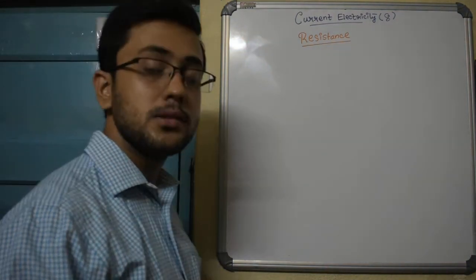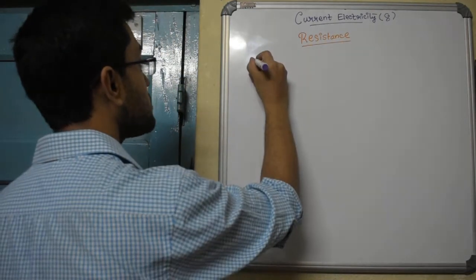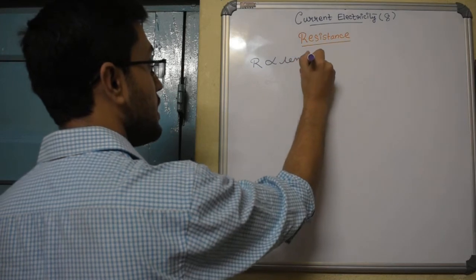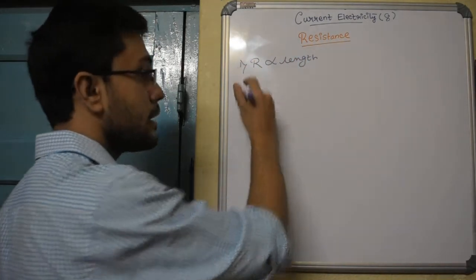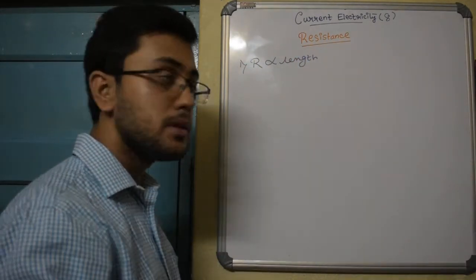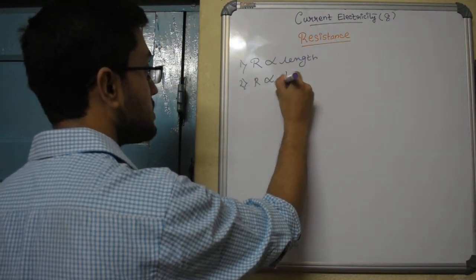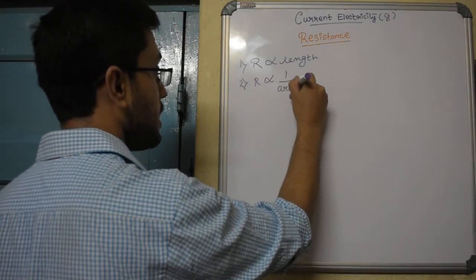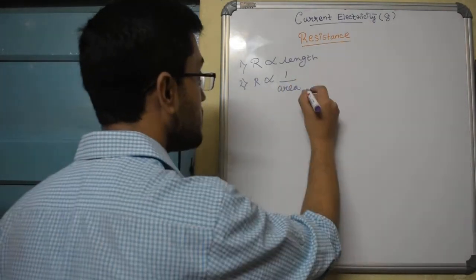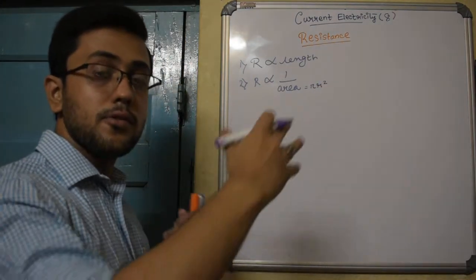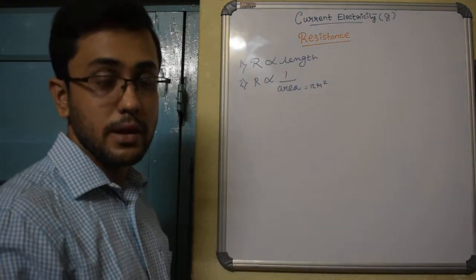Now, what are the factors on which resistance depends? First of all, resistance is directly proportional to the length of the conductor. So the greater the length of the conductor, the greater the resistance provided by that conductor. Resistance is inversely proportional to the area of cross section of the conductor, which is equal to pi r square. So if the area of cross section is increased, resistance decreases.